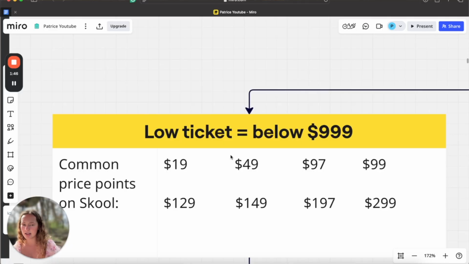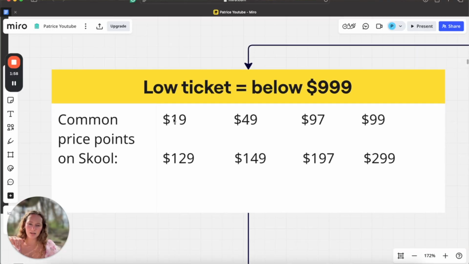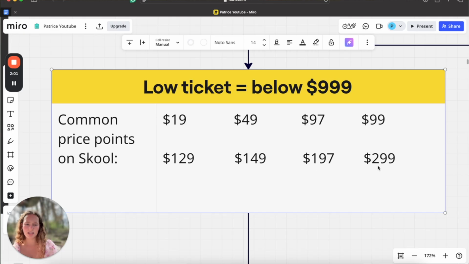And just a rule of thumb, low ticket, just so we all understand it, is typically below $9.99. Some people have different definitions, but I'm just going to assume that for this video, it's below $9.99. Some people would call 2K low ticket. I think that's kind of a stretch. I think below $9.99 is a safe bet. So some common price points are $19, $49, $97, $197, $299.